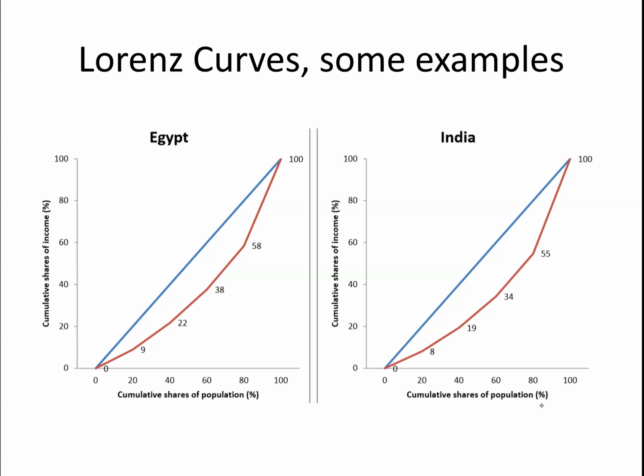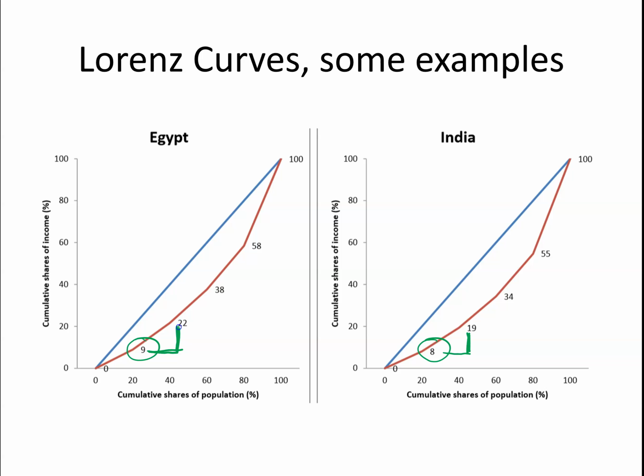You can follow along with them to compare. So let me change my color here. You can say, well, okay, I can see the first 20% in India got 8% of total income, and in Egypt got 9%, right? And then the next group is the difference between these two. So it's the difference from 8 to 19 and from 9 to 22.